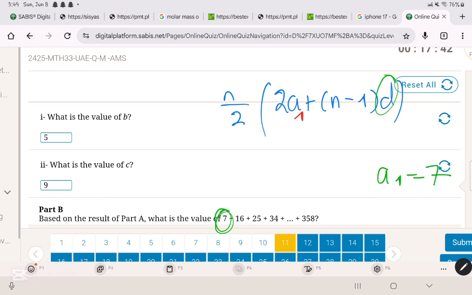How do we find d? By doing, for example, next term minus the previous term. So we could take, for example, 25 and 16. You can do 25 minus 16. You will get that the common difference is 9.